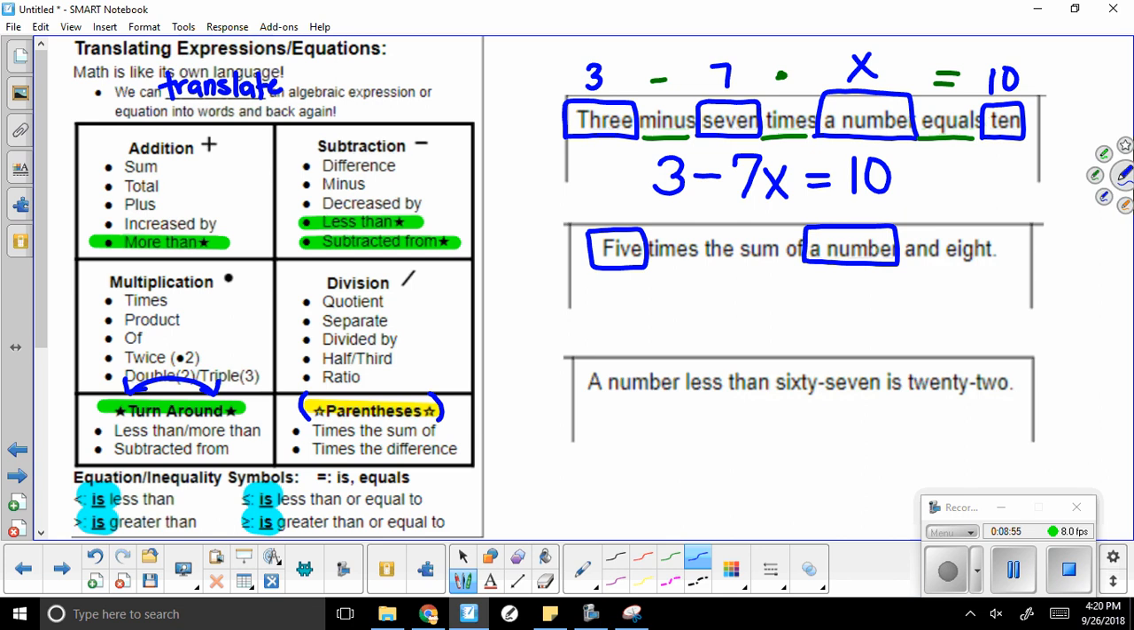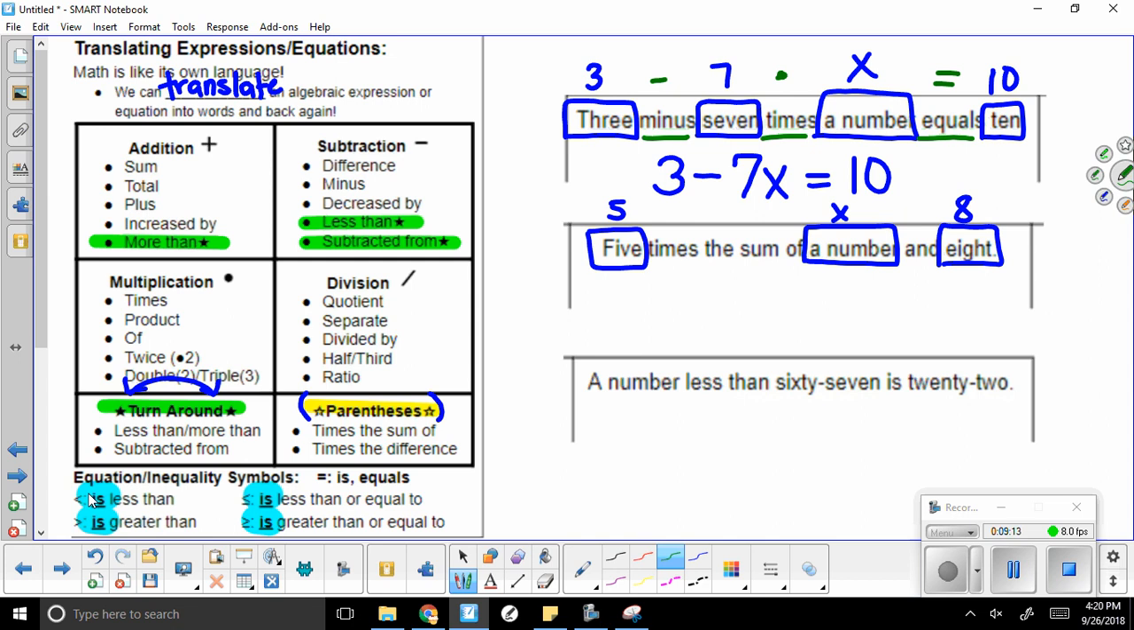And then the last number that I see is 8, so again, another box. And on top of those, let's just go ahead and write down the actual number. So on top of 5, I'm going to put the number 5. On top of a number, I'm going to put a variable. We're going to use x again, and then 8 on top of 8. Now let's look for those clues.